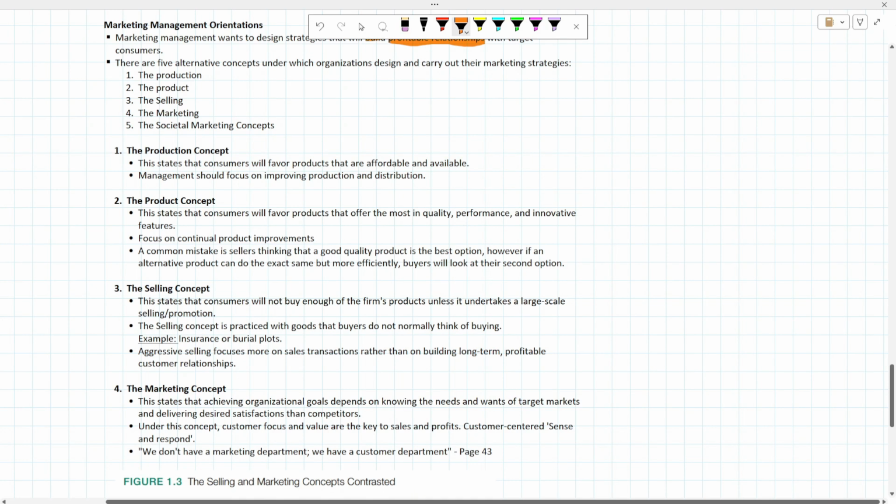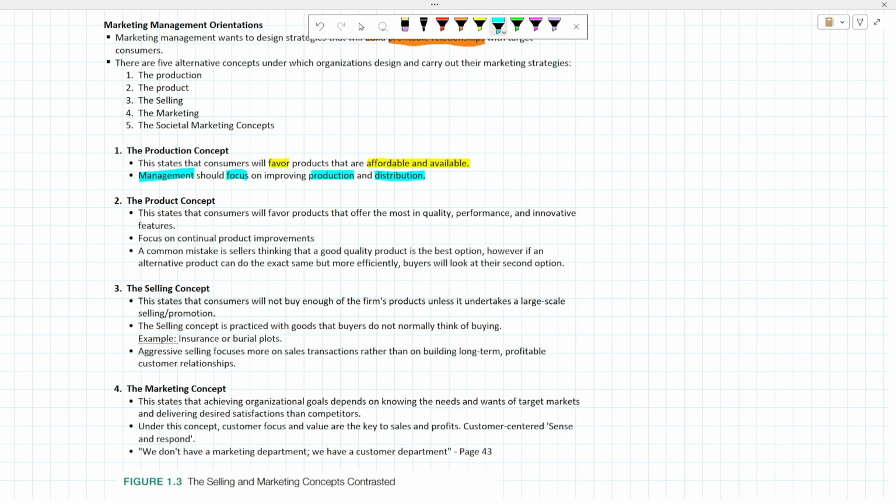So number 1, let's look at the production concept. This states that consumers will favor products that are affordable and available. So here I'll do consumers favor affordable and available. Management should focus on improving production and distribution. So I'll put that in blue. Management focuses on improving production and distribution. So number 2, the product concept.